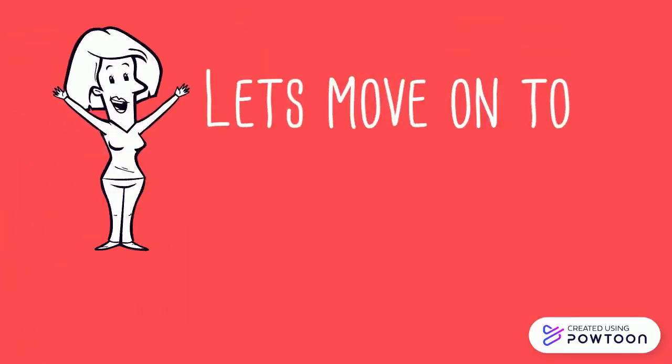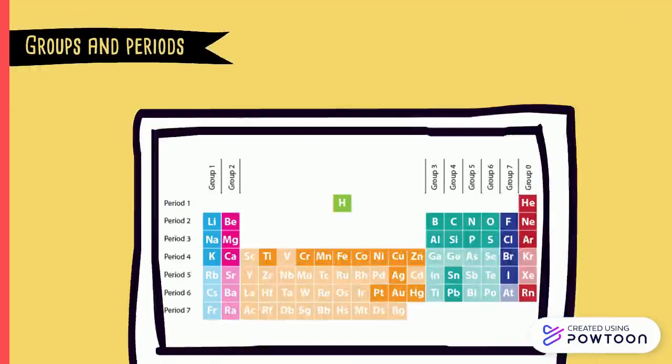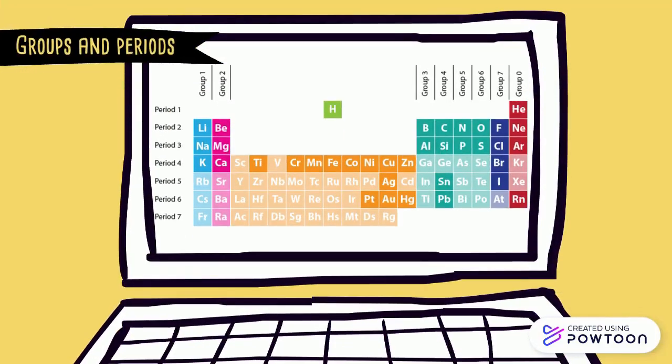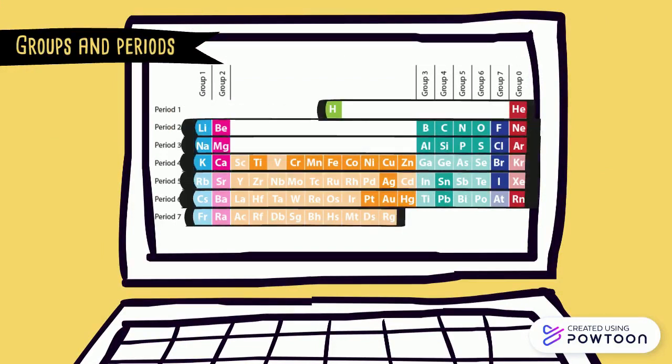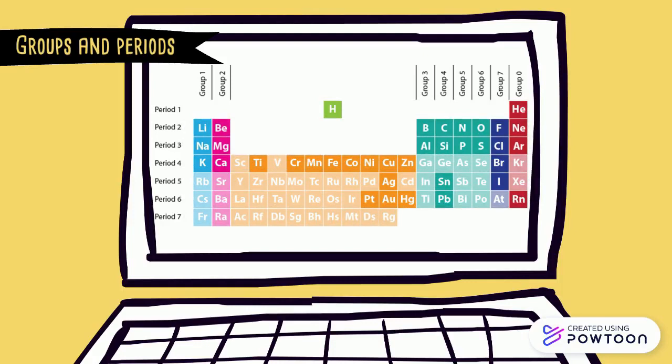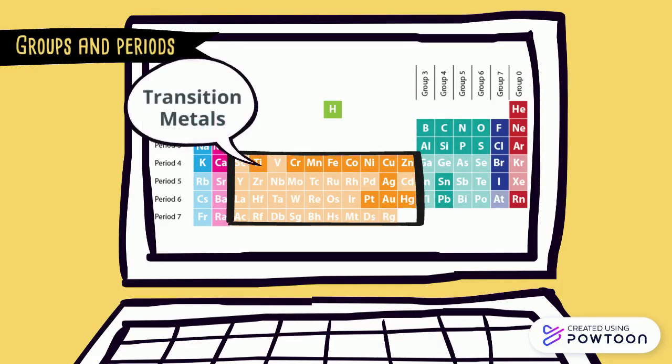Let's move on to how the periodic table is organized. The periodic table is organized into 7 periods and 8 groups. Periods are the horizontal rows on the periodic table, and groups, otherwise known as families, are the vertical columns on the periodic table. Notice how the orange section in the middle is omitted from the groups. These are called the transition metals.